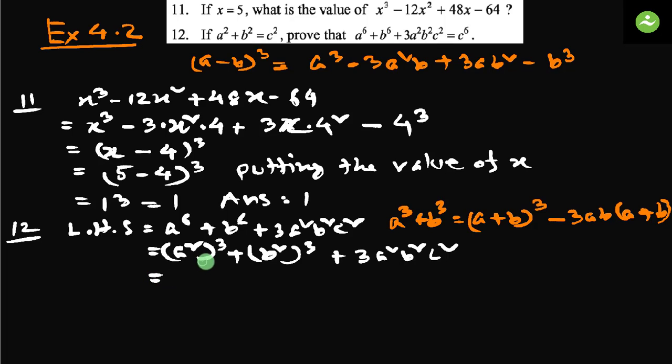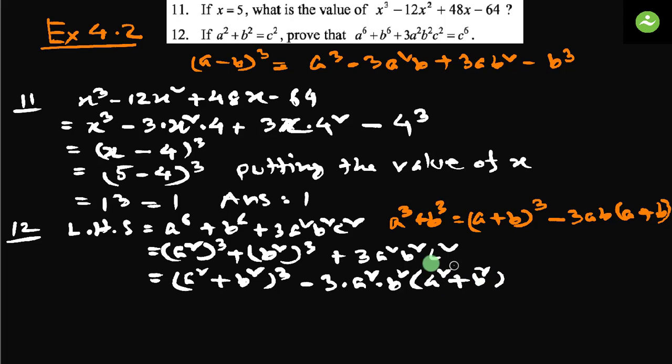Equals, now if we consider this a cube plus b cube, we can write it in this form. (a plus b) whole cube, where a means a square and b means b square. So (a square plus b square) whole cube minus 3ab into (a plus b). 3a means a square, b means b square, and a plus b means a square plus b square.